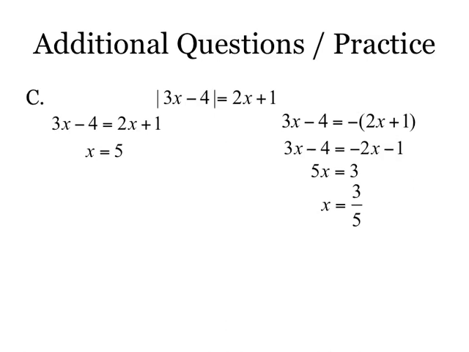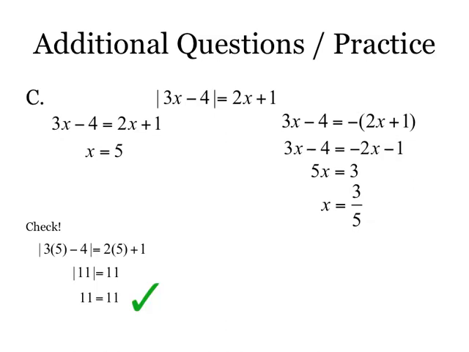Okay, and then we have to check our answers and make sure that they are actually answers and not extraneous. So we plug 5 in, and we have the absolute value of 3 times 5 minus 4 equals 2 times 5 plus 1. So we have 15 minus 4, which is 11. So the absolute value of 11 is equal to 2 times 5 plus 1, which is 11. So 11 equals 11, so that checks out.